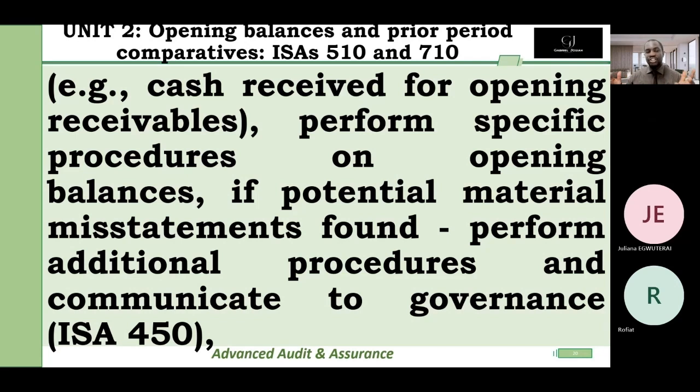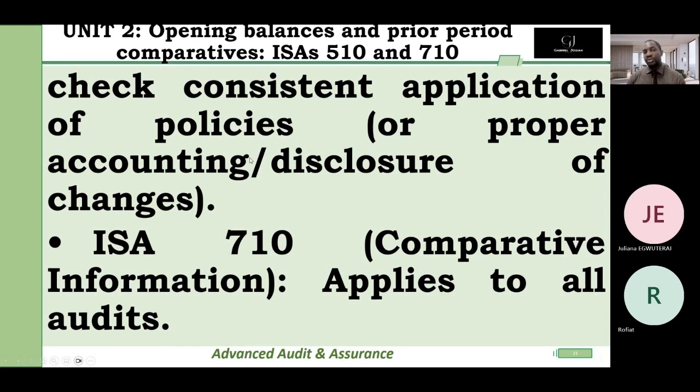So we need to be sure that potential material misstatements are found and also perform additional procedures and also communicate to those in charge of governance, which is clearly stipulated in ISA 450. Very important. We also need to check consistent application of policies, the depreciation policy, estimates, and disclosure and changes. We need to be sure of the appropriateness year in, year out.